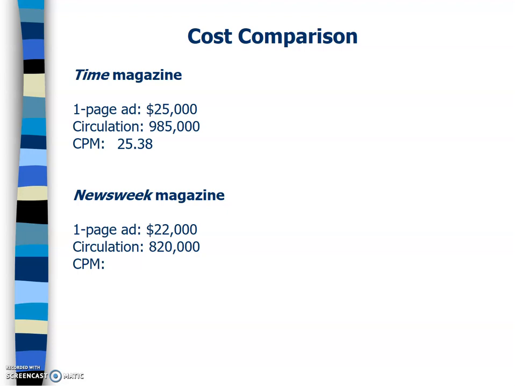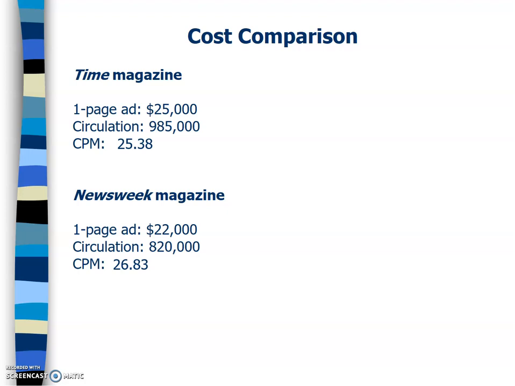For Newsweek, again, pause the video if you haven't already figured it out. Do it yourself. Remember, it's ad cost times 1,000 divided by the circulation. So that comes out to 26.83. Now, if Time magazine and Newsweek magazine are equal, and we're just looking at relative cost, we would decide what? Well, we'd probably go with Time magazine because it's cheaper, and the circulation figure is higher.